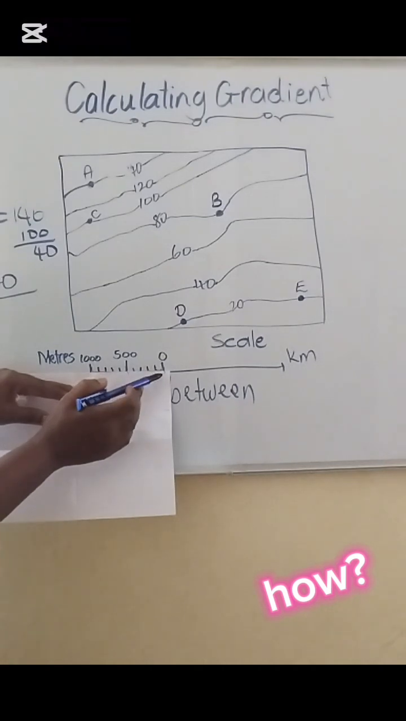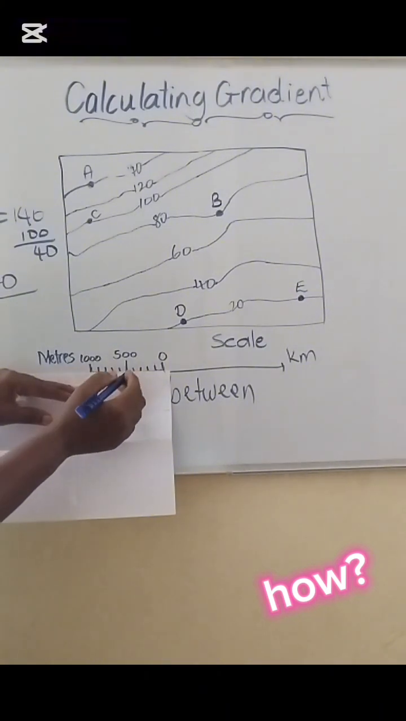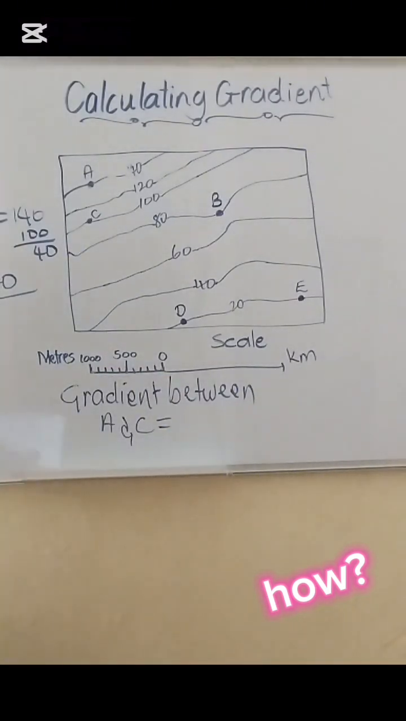There. And 0. And wow, this is 500 meters, right? So that is 40, which is VD. VD equals 40 over 500, which is HD.